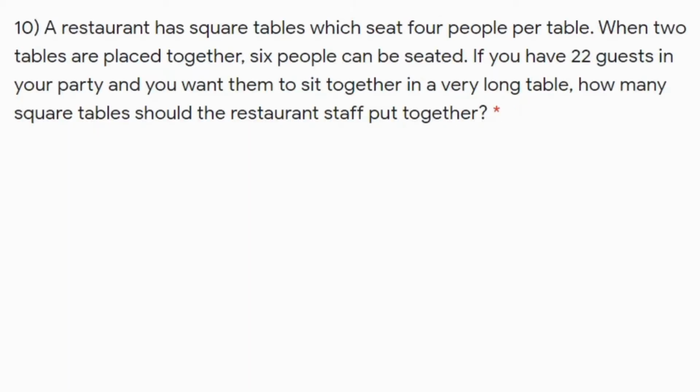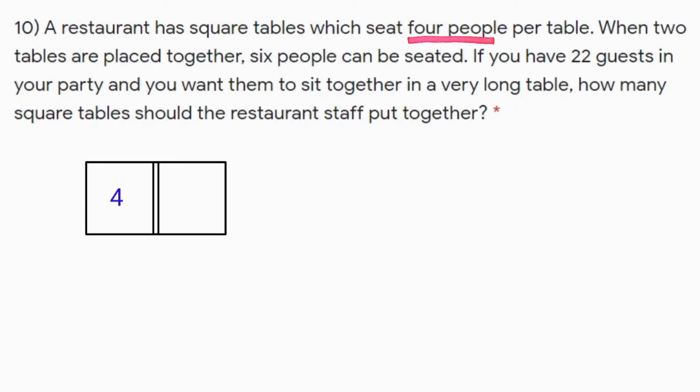A restaurant has square tables which seat 4 people per table. When two tables are placed together, 6 people can be seated. If you have 22 guests in your party and you want them to sit together in a very long table, how many square tables should the restaurant staff put together? As shown in the diagram, 4 people can sit in one table, while 2 tables can hold 6 people.